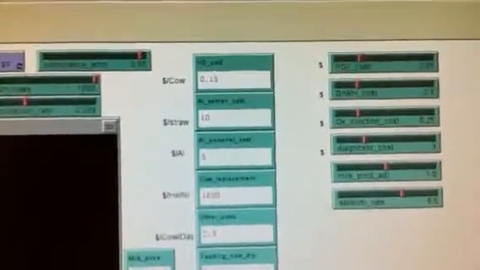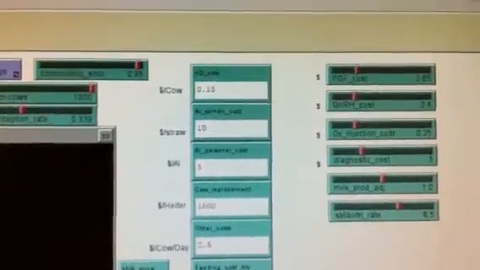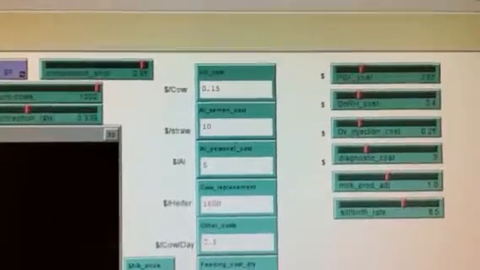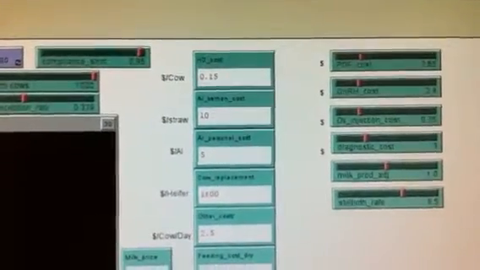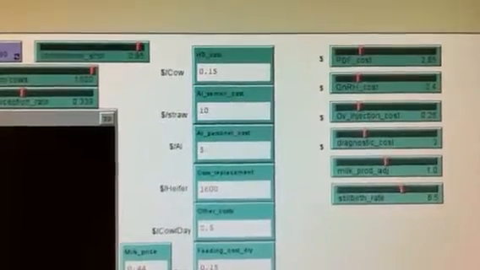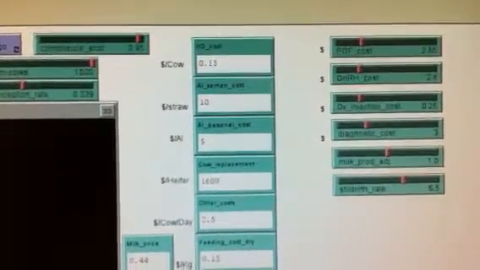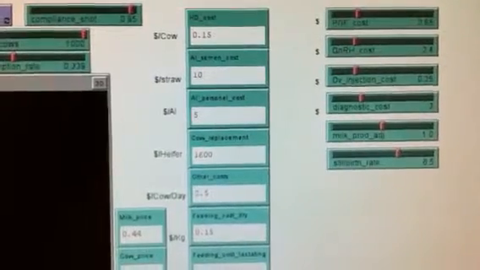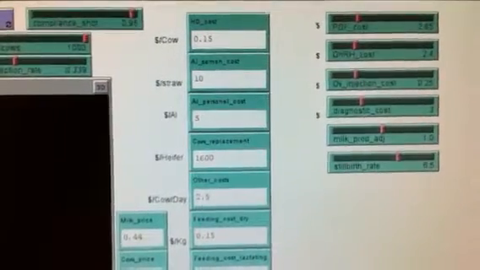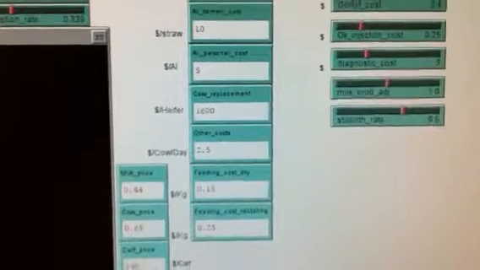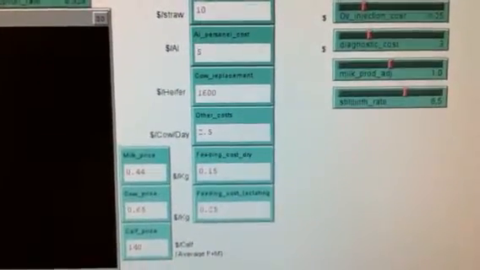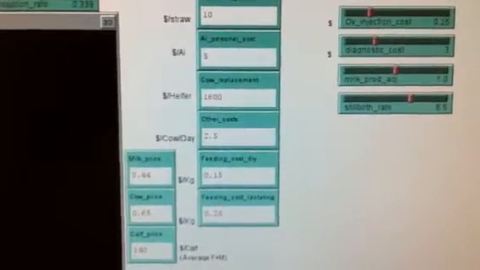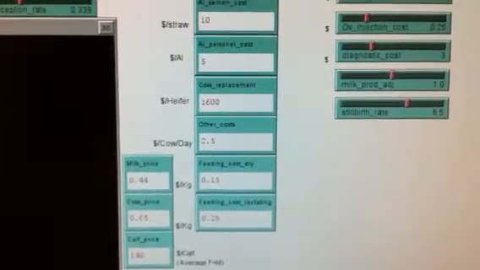For the economic calculations, I have my inputs, such as heat detection cost. It costs about 15 cents per cow per day. AI semen cost is $10 per straw. It costs $5 to inseminate a cow. If I have to purchase a replacement heifer, it costs me $1,600. Other costs per day are set to 2.250.